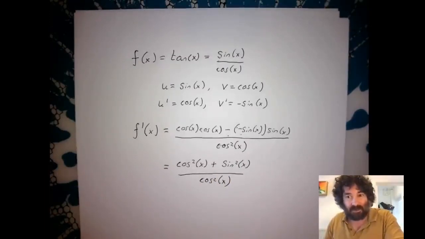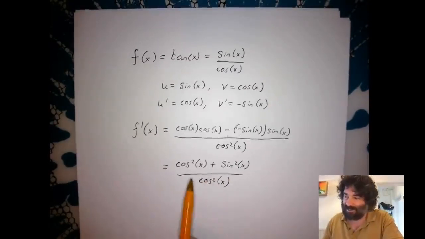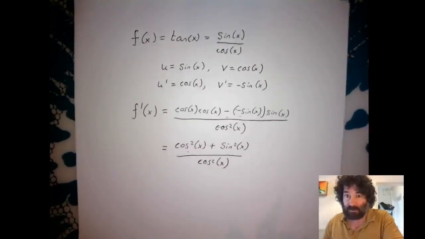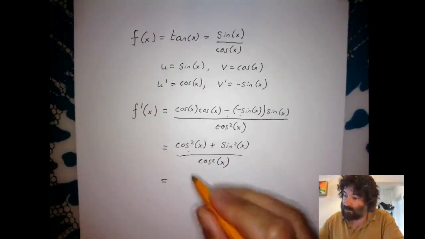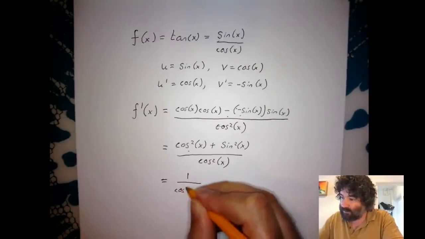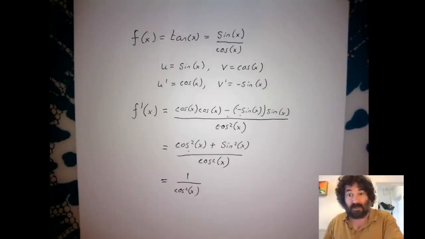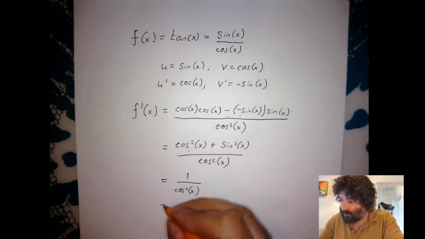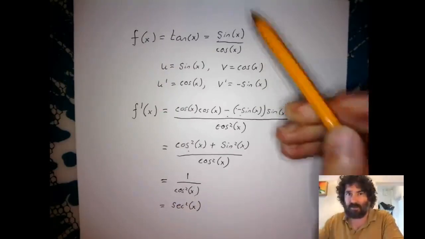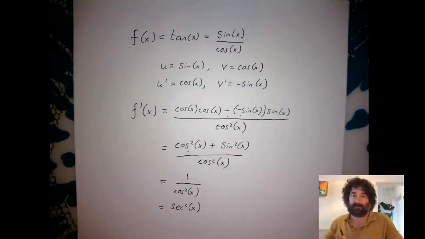So this is something that comes from trigonometry. If you don't see how it can be simplified, you may need to review trigonometry. Cosine squared plus sine squared is always 1. This is by the Pythagorean identity in trigonometry. So the numerator here is 1, and this derivative is just 1 over cosine squared of x. And we define a trigonometric function secant, which is 1 over cosine, so you can write this also as secant squared of x. So the derivative of tangent is secant squared x, or 1 over cosine squared x equivalently.